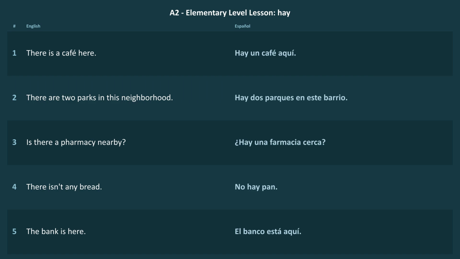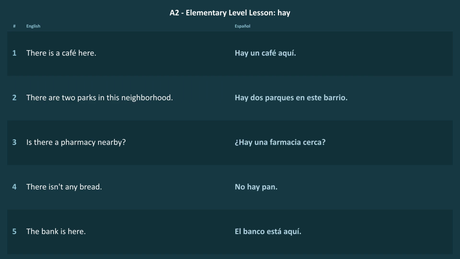A nice memory trick. Hay is for something entering the conversation. Está or están are for something already in the conversation. First, you discover it with hay. Then you talk about its location with está or están. For example, hay una farmacia cerca. There is a pharmacy nearby. Great. Now we know it exists. Then, la farmacia está al lado del supermercado. The pharmacy is next to the supermarket. Now it's a specific pharmacy.